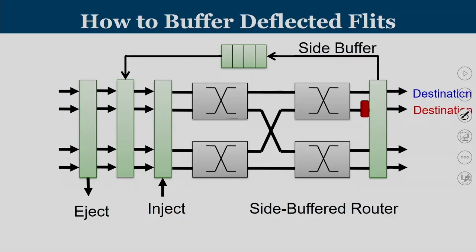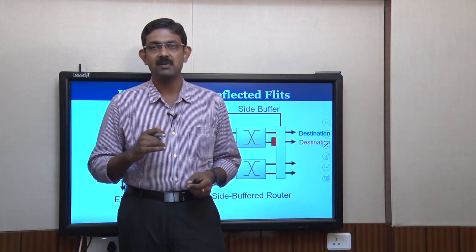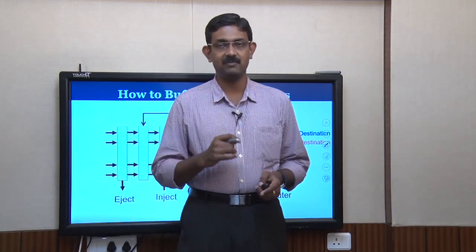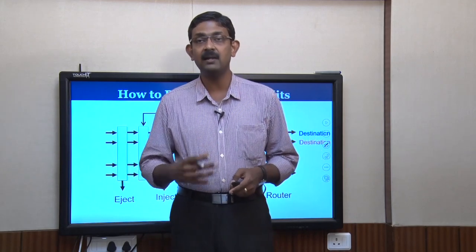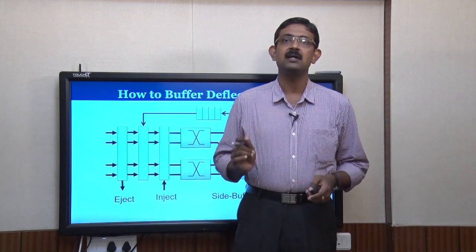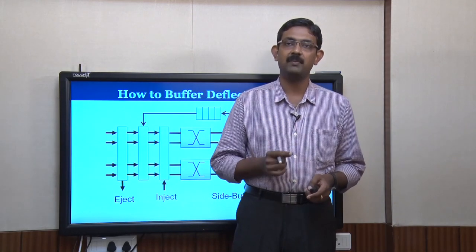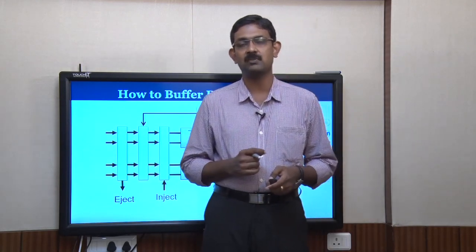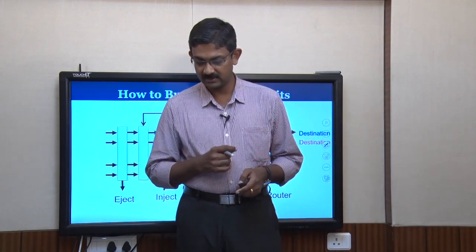So, the concept of the side buffer is that at most one flit per cycle is placed in the side buffer, and these are the flits that didn't get the productive output port. So, identify one of the deflected flits, place it in the side buffer, and permit it to be re-injected into the router pipeline in the adjacent cycles.